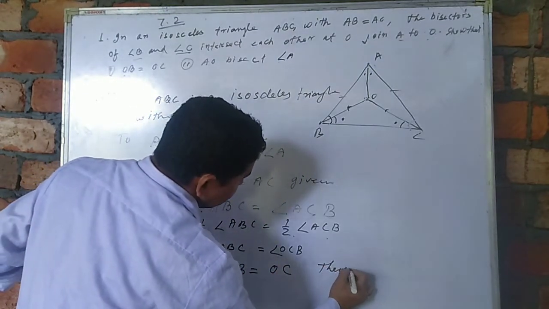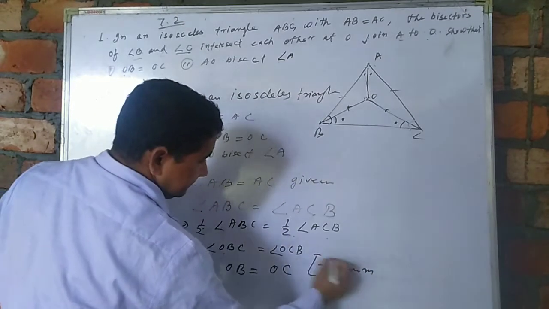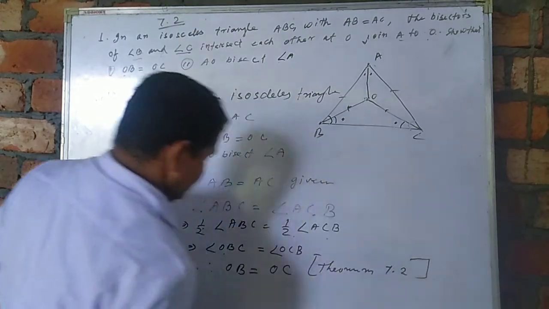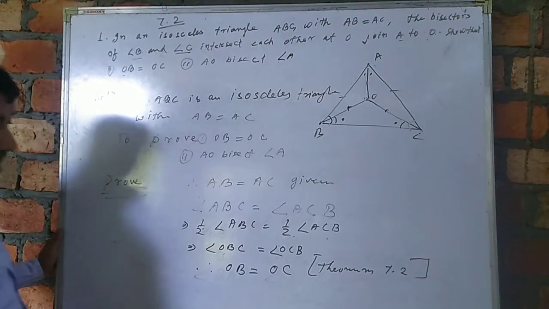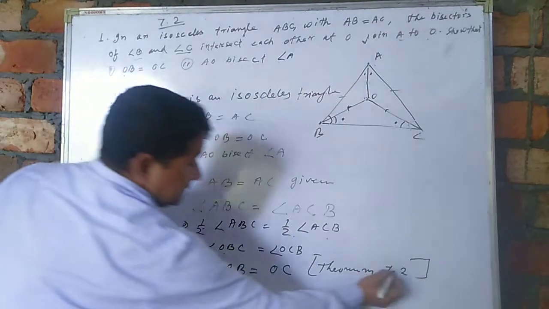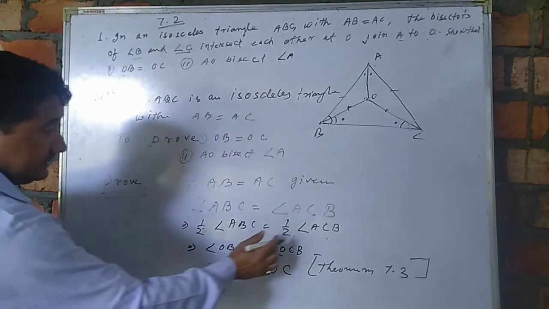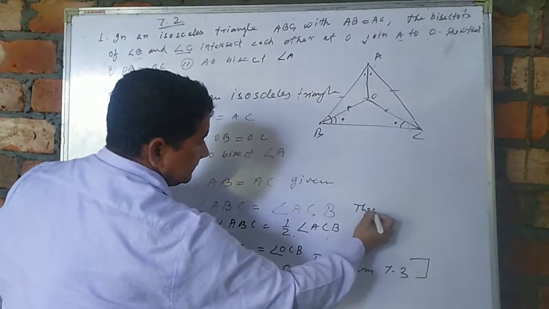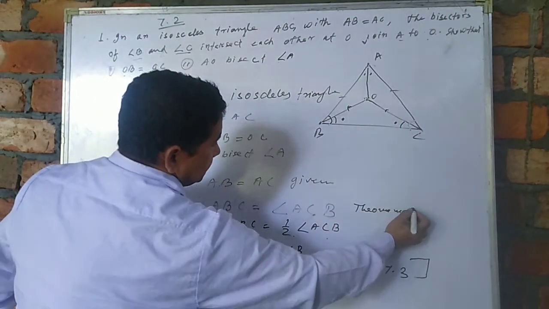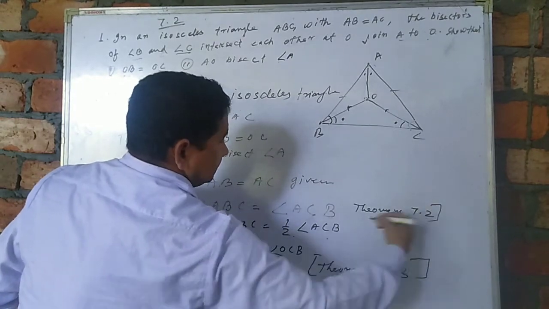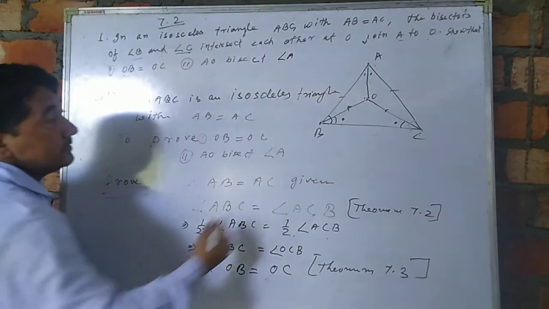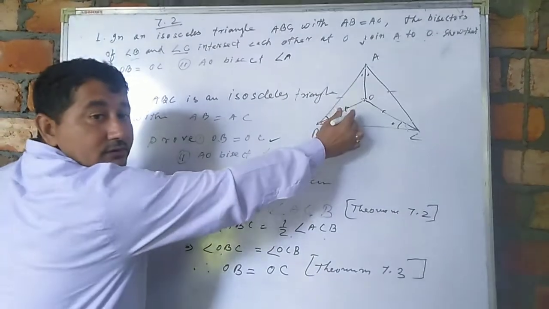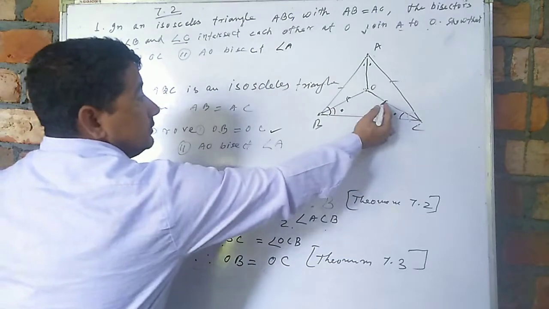Theorem 7.2: if angles are equal, then the sides are equal. Now we have proved number 1, that OB is equal to OC.